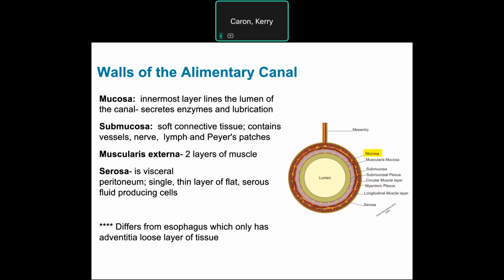Now, remember I said I was going to come back to the esophagus. This differs from the esophagus, which only has adventitia, a loose layer of tissue. So we don't have that serous membrane over the esophagus.